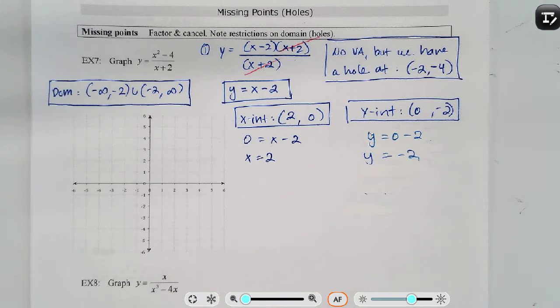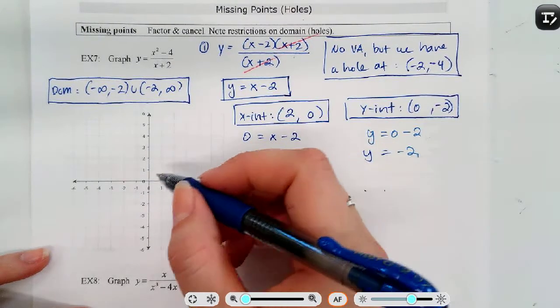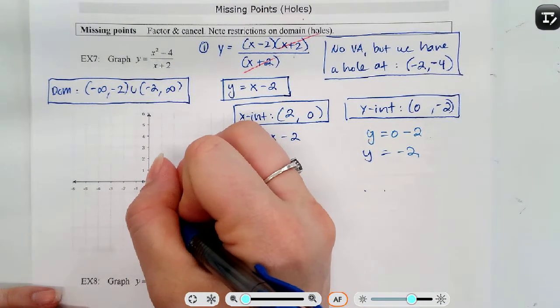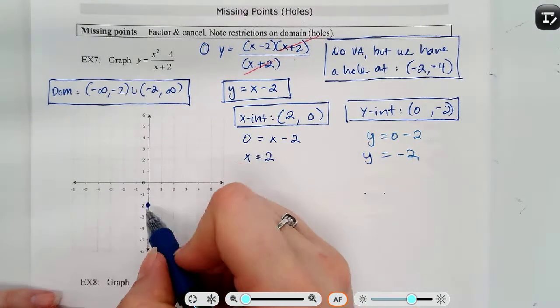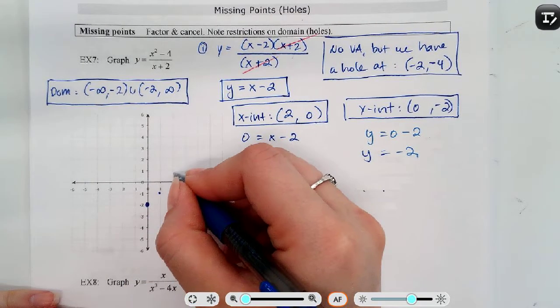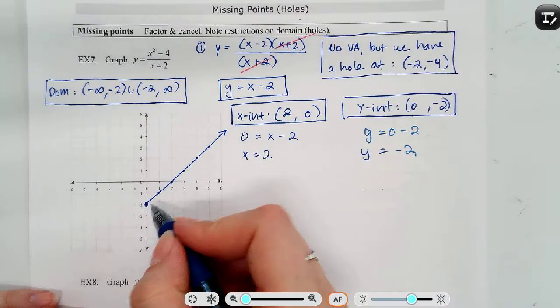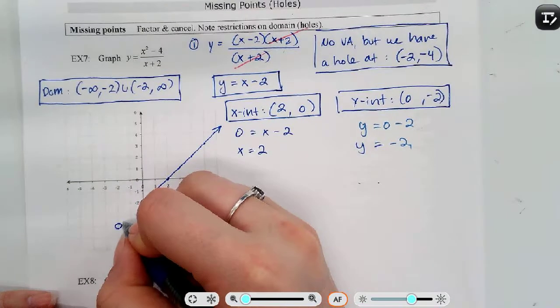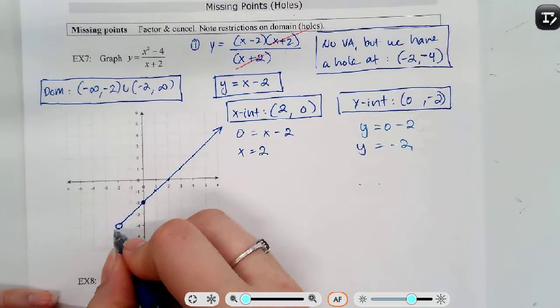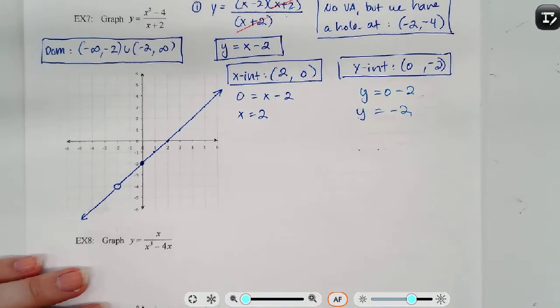So this one's graph actually ends up looking very different than a rational function. We have the line y equals x minus 2. We would normally have all these little asymptotes going on, but when I graph this, it actually ends up looking very different. It looks very, very normal, but at negative 2, negative 4, we have a hole in our graph. Instead of a vertical asymptote, because the two factors canceled out, we have a hole. And that right there is our graph.